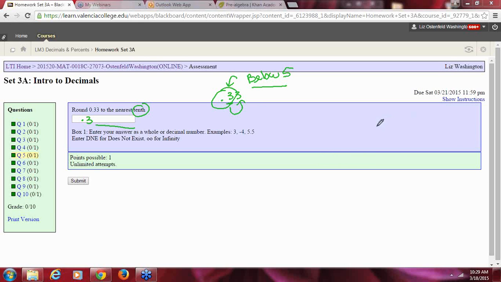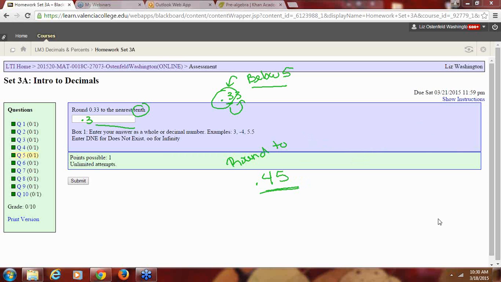0.45. What did you write? 0.5? So it was this. What did it say, round to hundredths? And it didn't like that? Let me see. Let me go fix that for you. What number was it? Oh, you got it on the second one? I'm going to check that out.